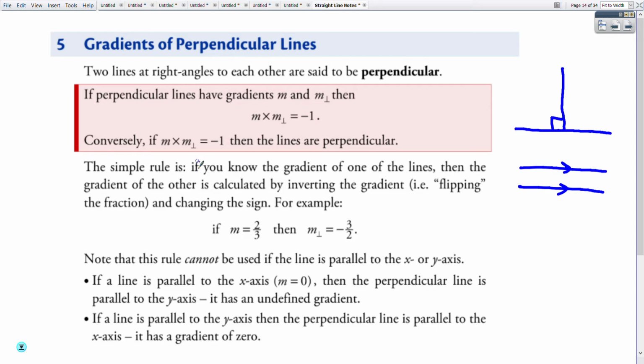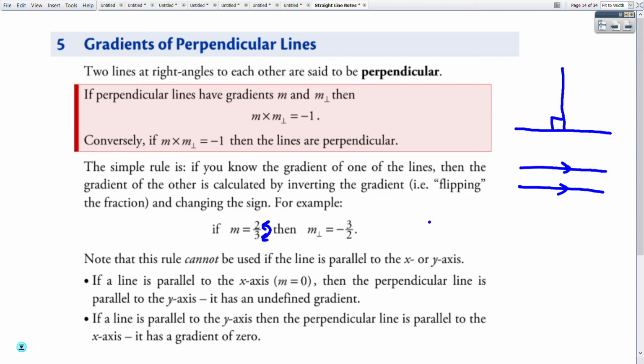And so we can use this fact in order to work out the gradient of perpendicular lines. And one way to do it is by, it says here, inverting the gradient and changing the sign. So what that means is, in this example, the gradient of 2/3, you would flip the fraction, take the reciprocal, so the denominator is now the numerator, then you change it from a positive to a negative. So the perpendicular gradient of 2/3 is -3/2.